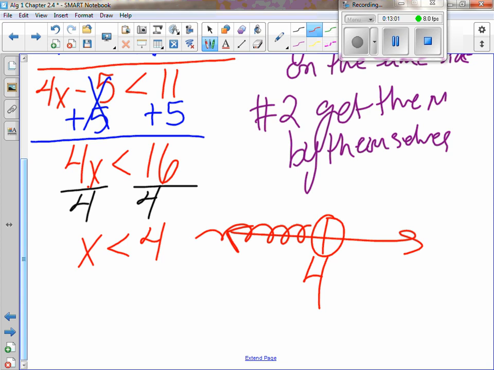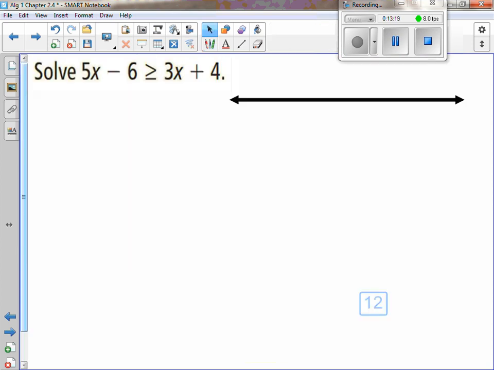Left is always smaller, right is always bigger. So the left side will always be smaller than that number. The right side's always going to be bigger than that number. So here we're saying x is less than 4. We want the number smaller than 4. So we would say to the left. Any questions on that one there? So we good with that one there?